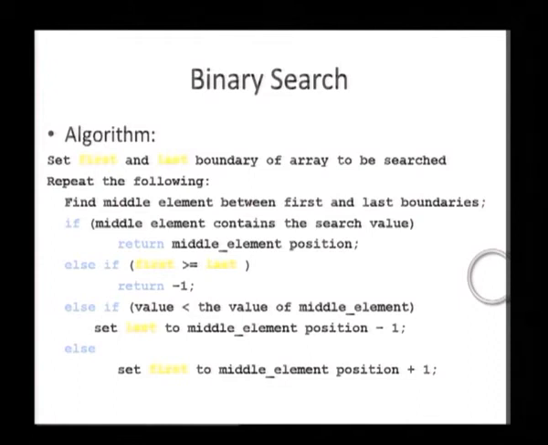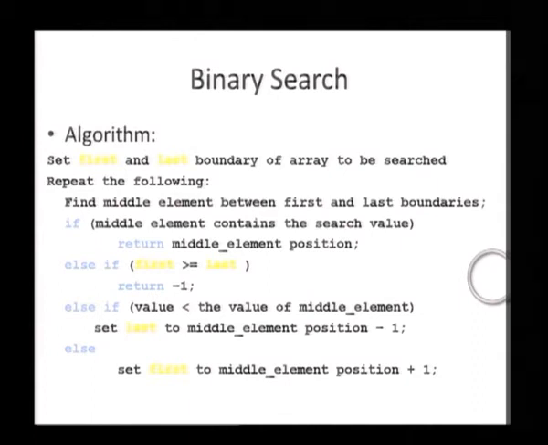Initially first and last are set to take the values of the boundary of the array. The mid value is calculated, and the search value or the key is compared with the element at the mid position. If it is indeed present, the mid element is returned as the value. If it is not present, a comparison is made: if the mid value does not contain the key but first is at least as large as last, then the return value is -1, saying that the key has not been found.